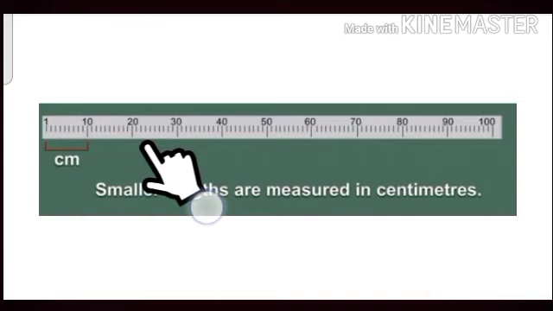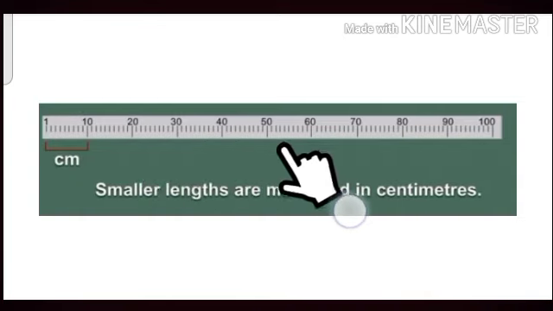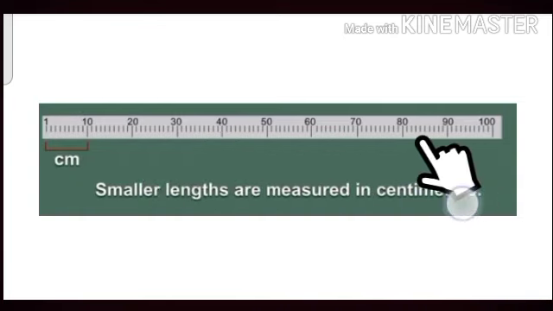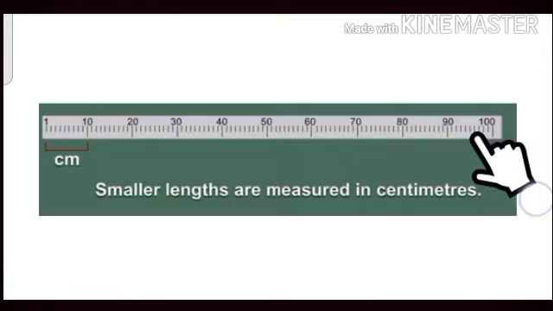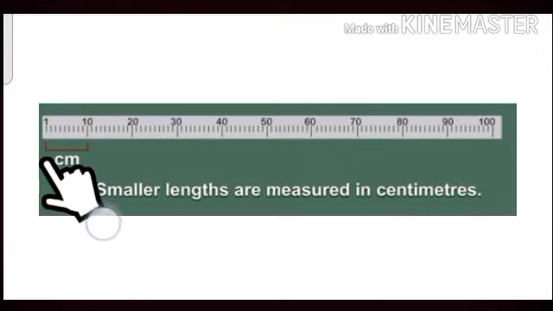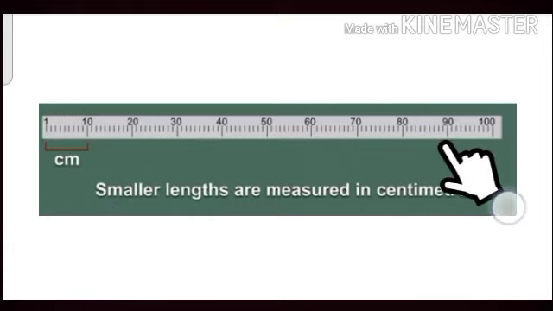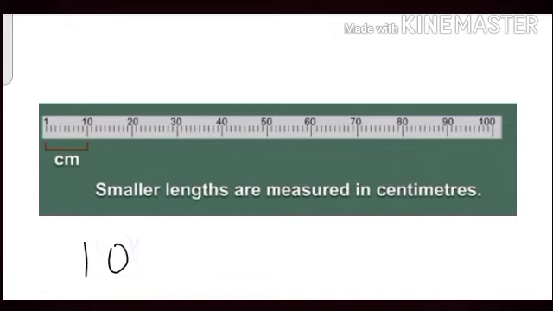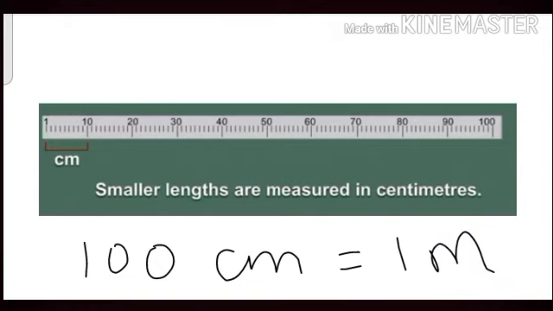10, 20, 30, 40, 50, 60, 70. So it goes on to 100 centimeter. So here it is 100 centimeter. So 100 centimeter is equal to 1 meter. If you say we have a 1 meter scale, we can say I have a 100 centimeter scale. Okay.